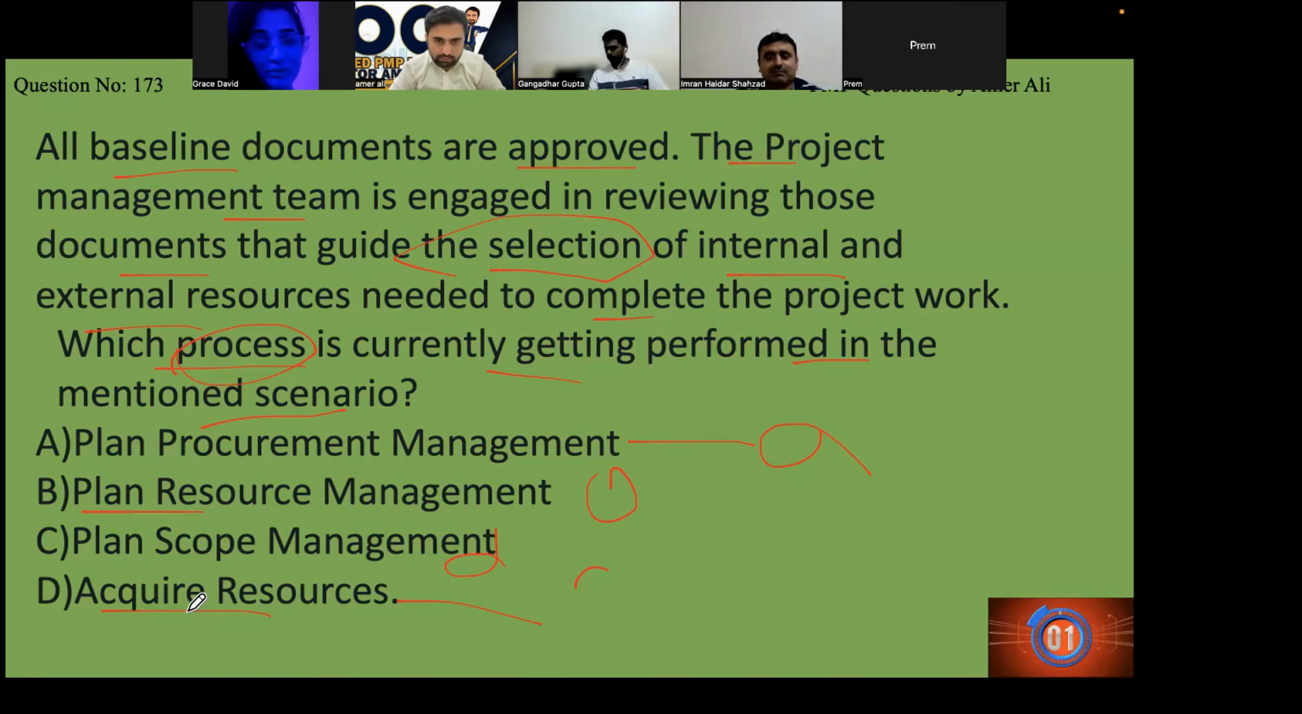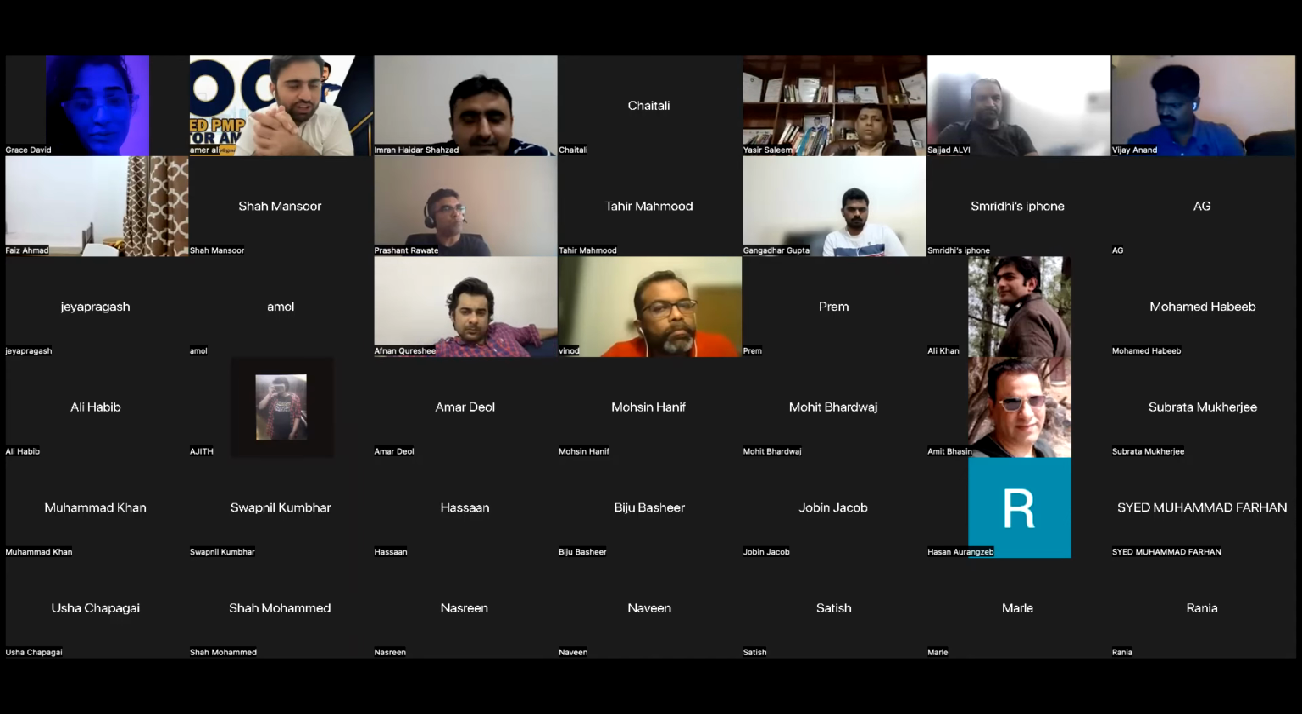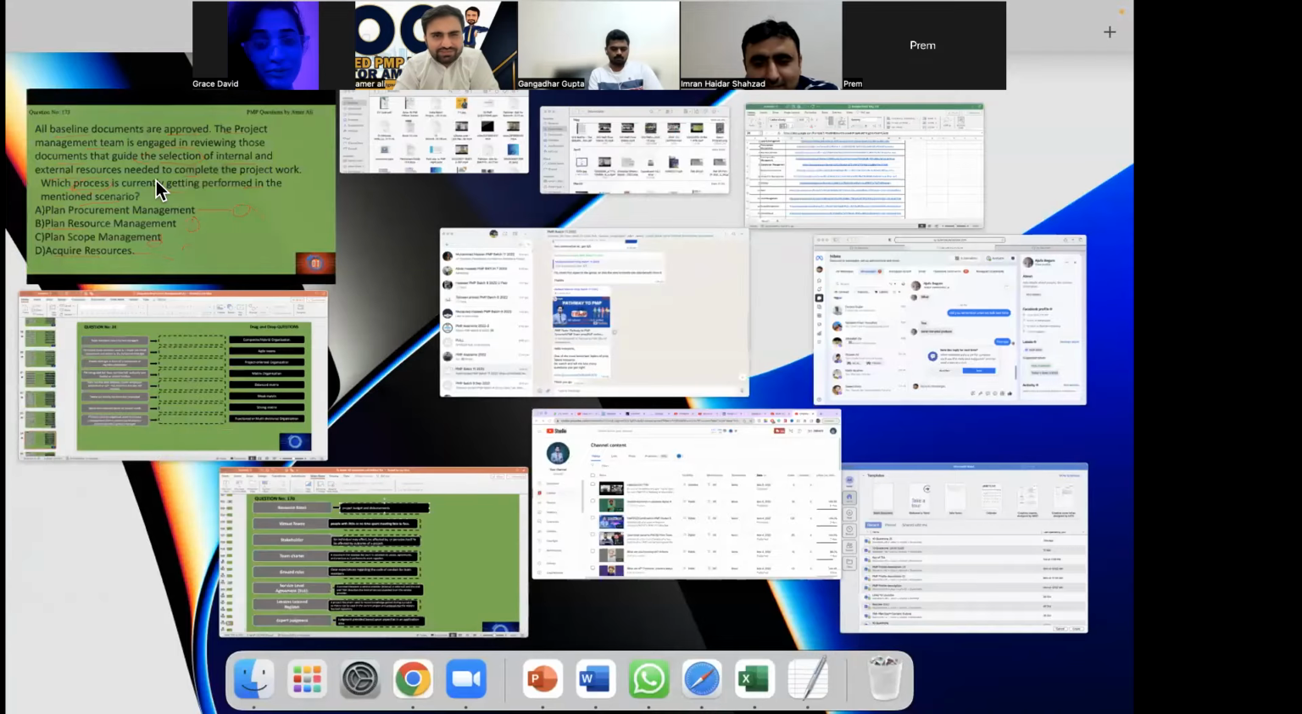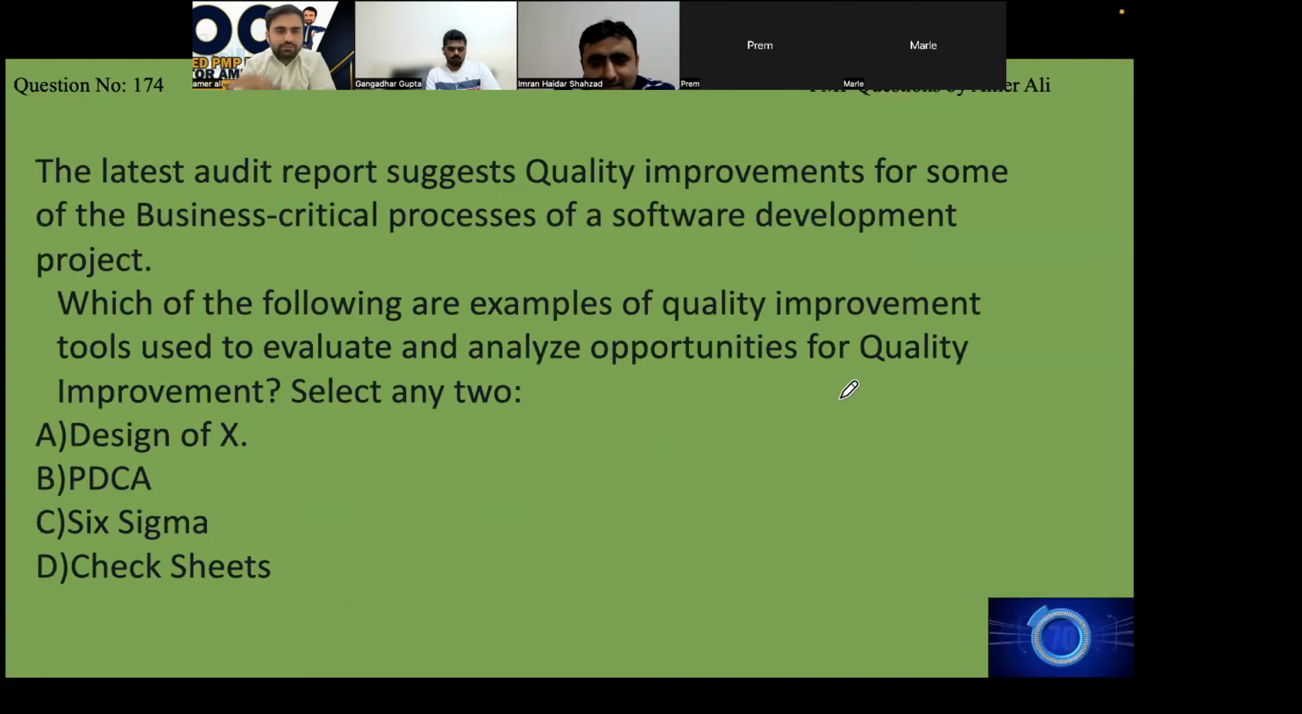So the question says which process is currently being performed. When you say it's a process, can it not be acquire resources? Don't you think plan resource management is a process? It is a process, but can't it be a knowledge area or something? The right answer is B. As I said, you don't need to know the 49 processes, and I don't expect you to know that. So let it go. The right answer is that. Okay, next question. Plan resource management is a process actually. The resource management plan is the output of that. It's a process, just to answer the right one.